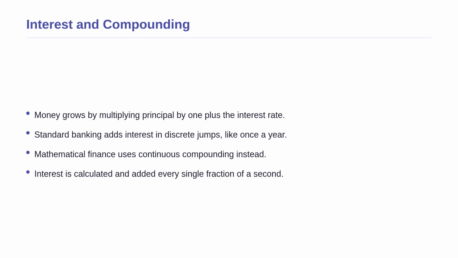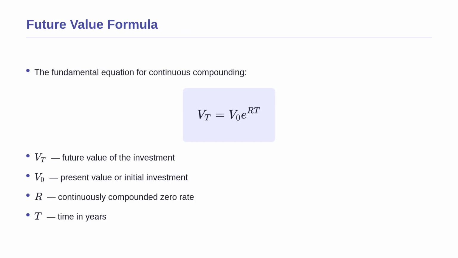With that visual in mind, let us think about how money actually grows over time. If a bank pays interest once a year, your money grows in discrete jumps. But in mathematical finance, we do not wait a whole year or even a month to add interest. We assume interest is calculated and added continuously, every single fraction of a second. This is called continuous compounding. It is a smoother, more natural way to model growth, and it makes the mathematics of pricing complex derivatives much cleaner and more consistent. This brings us to the fundamental equation for continuous compounding.